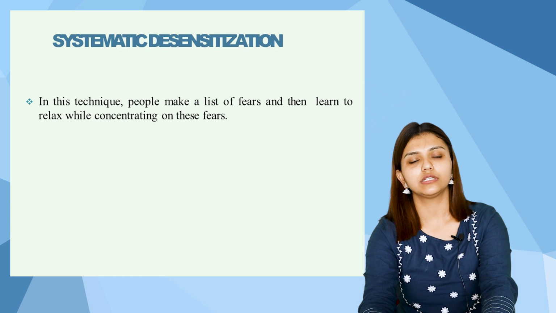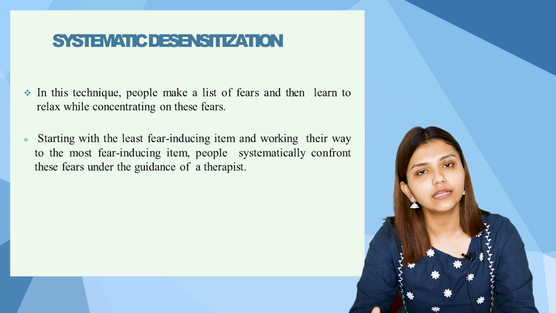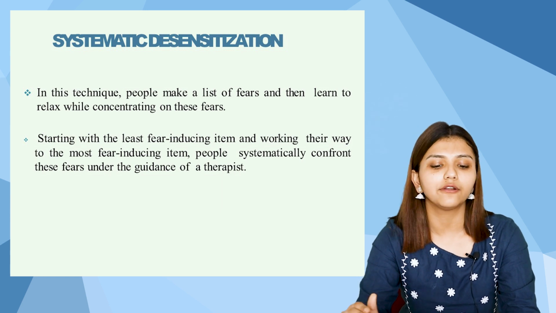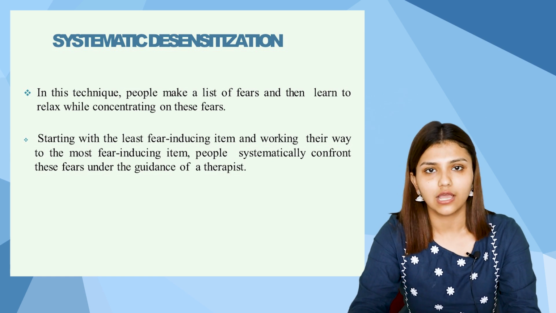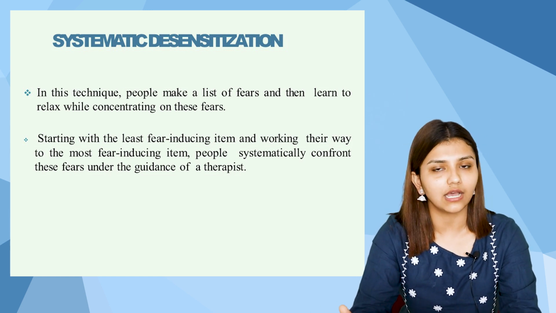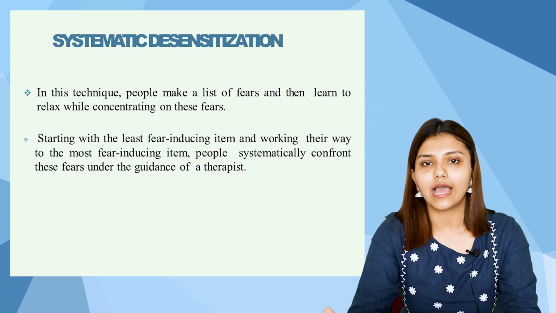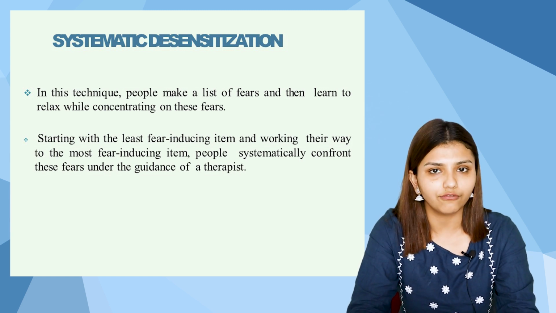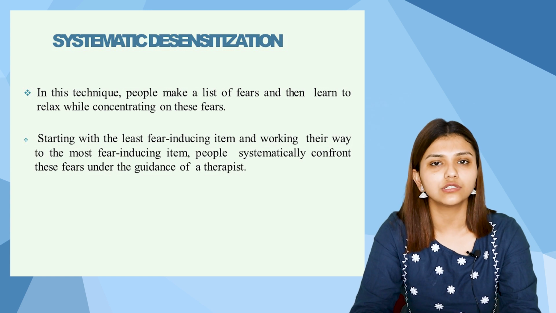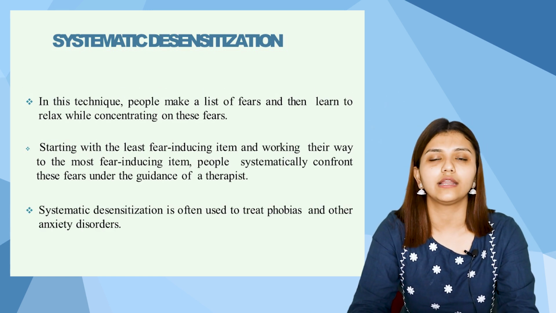In systematic desensitization, the person makes a list of fears. Starting with the least fear-inducing item and working their way to the most fear-inducing item, people systematically confront those fears using the guidance of a therapist. If a person suffers from social anxiety, the therapist will first give the patient a task of saying hello to a person in a public place. That will be the least fear stimulus, and the most fearful will be going to a restaurant for coffee or food. So in systematic desensitization, the correction of behavior starts from the least fear-inducing item to the most fear-inducing item, and it is generally used to correct phobias and anxiety disorders.